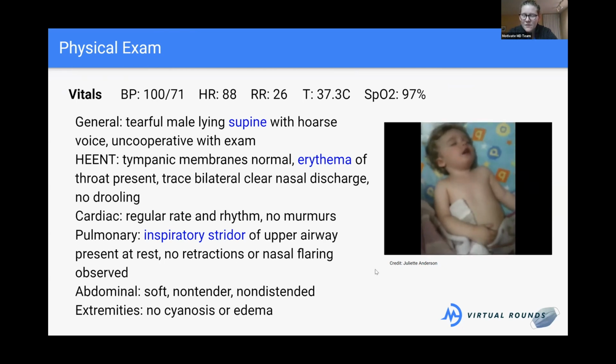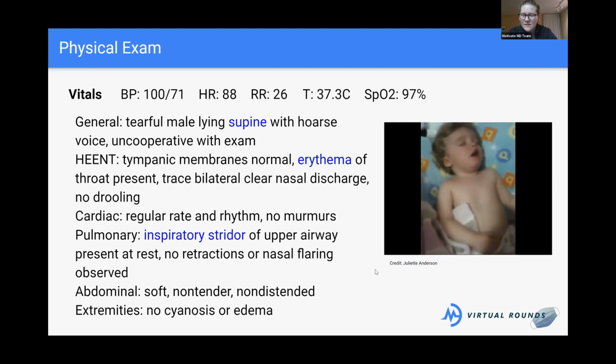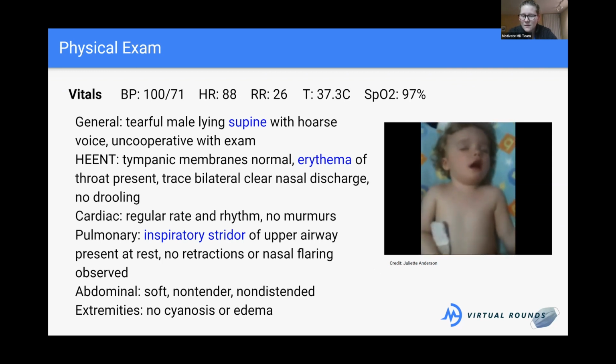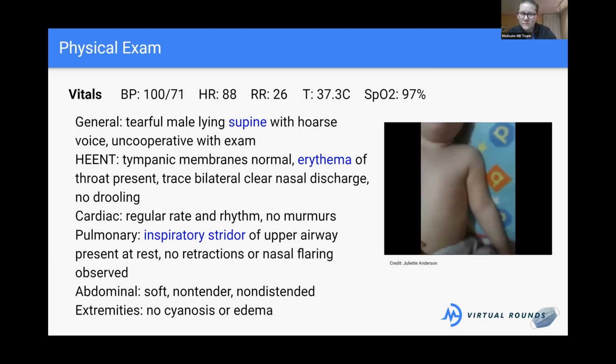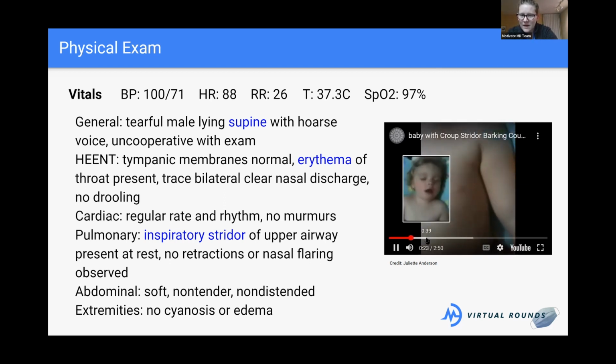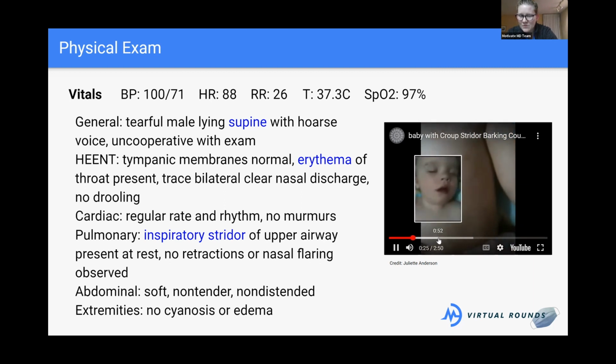So that's the cough that we were talking about, the kind of barkiness. And then you'll notice when he's breathing in, he's kind of making a gasping sound a little bit. I'm going to skip ahead and it might be a little bit more noticeable.